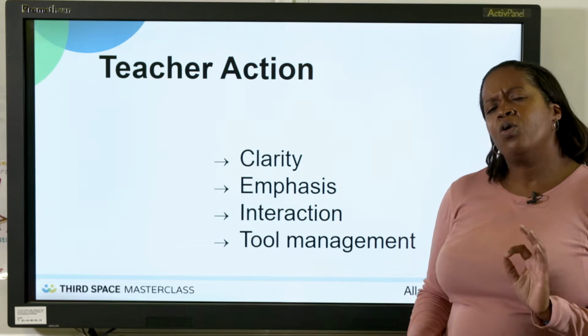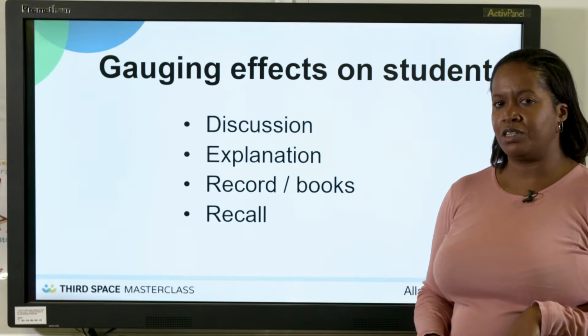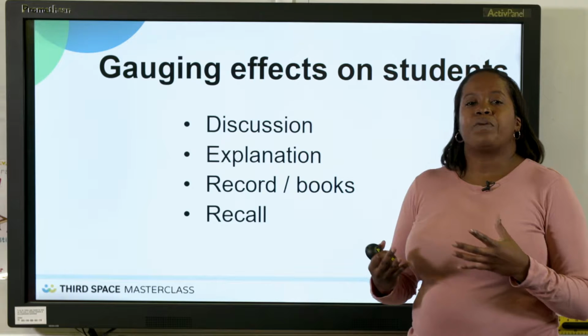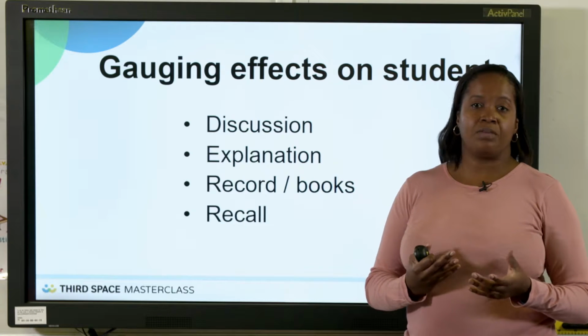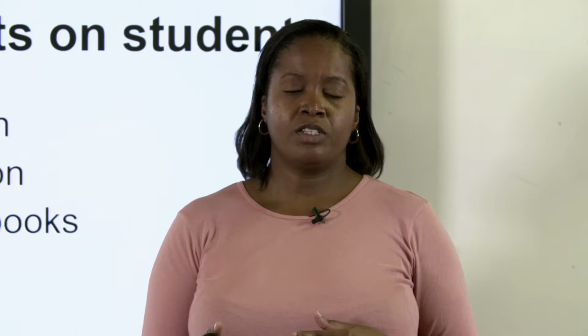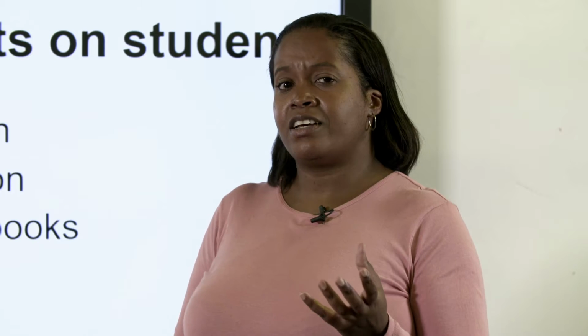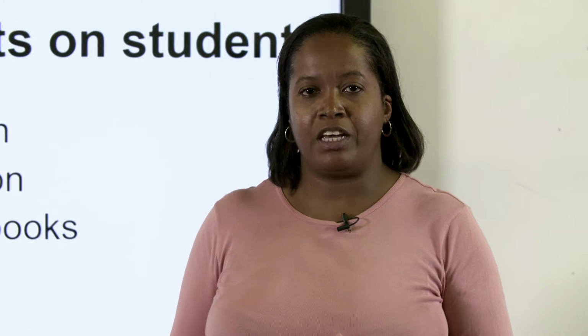So now we've looked at the teacher and their actions. Let's now examine what are the effects that we're expecting on our students. And it comes up in really 4 different ways. I would expect that those students are able to hold a discussion. So they're able to discuss the ideas that are happening in the classroom, the things that they just learnt about. And in that discussion, they should be able to give you an explanation.